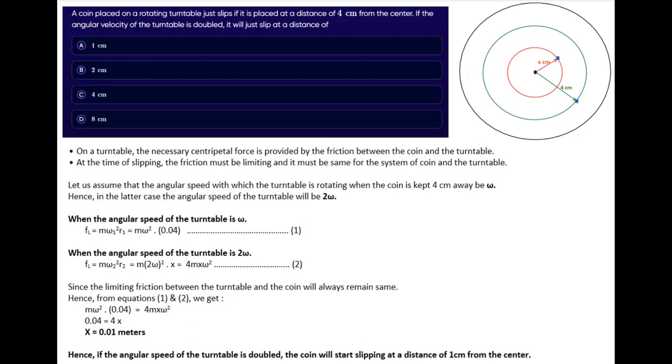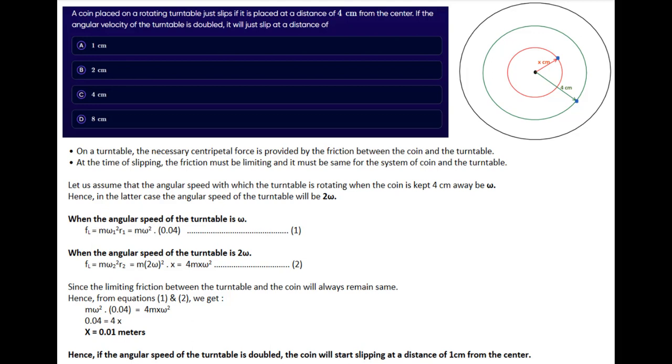Now for the second case, we assume the angular speed of the turntable as twice of omega. And here as well, if we assume that the slipping occurs at a distance x from the center, we could write the equation that the limiting friction FL is going to be equal to m omega 2 square R2. And omega 2 can be substituted as twice of omega and R2 can be substituted as x. And this will give us the result as 4mx omega square. That can be given as this equation 2.